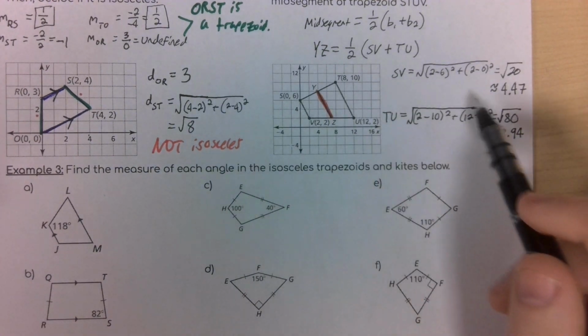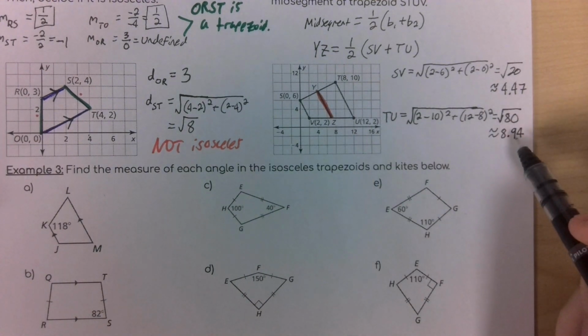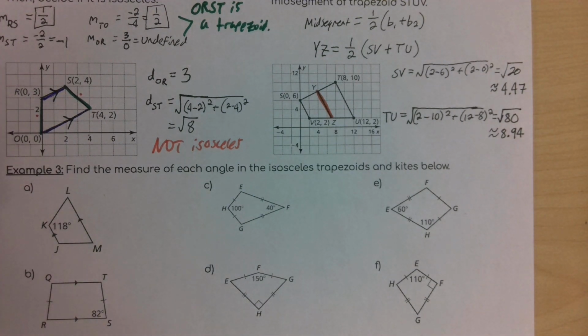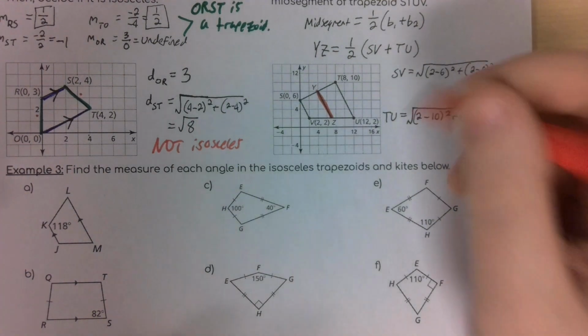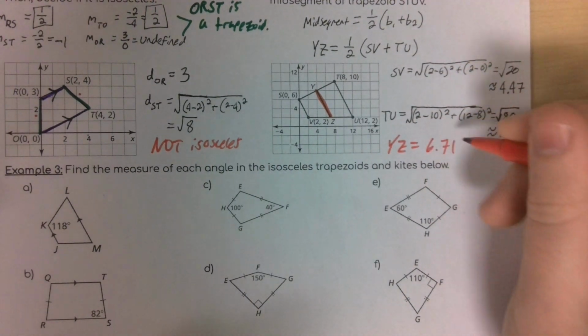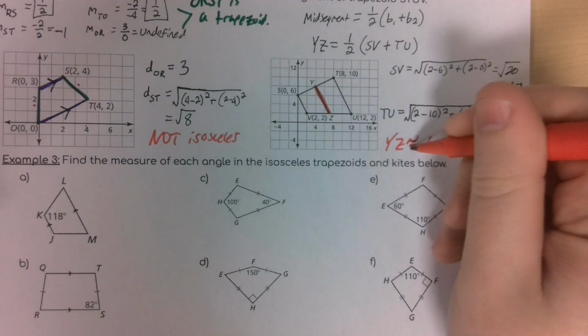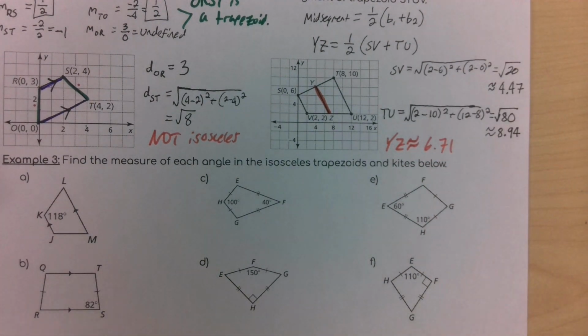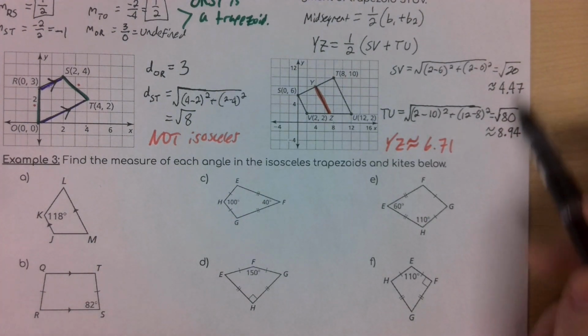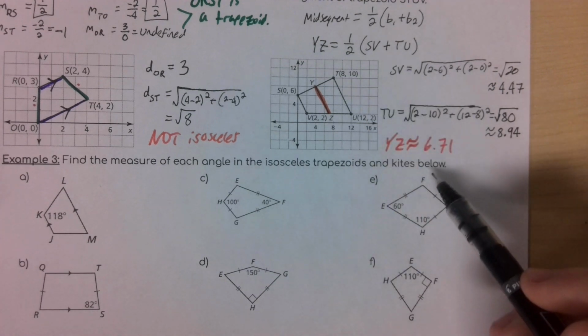So to find YZ, we should just add these two together and divide by 2. When we do that, when we add 4.47 plus 8.94, we get 13.41. When we divide it by 2, we get that the length of YZ is going to be 6.71, approximately. Cool. Again, all you have to do is find the lengths of the two bases, add them up, and divide by 2.